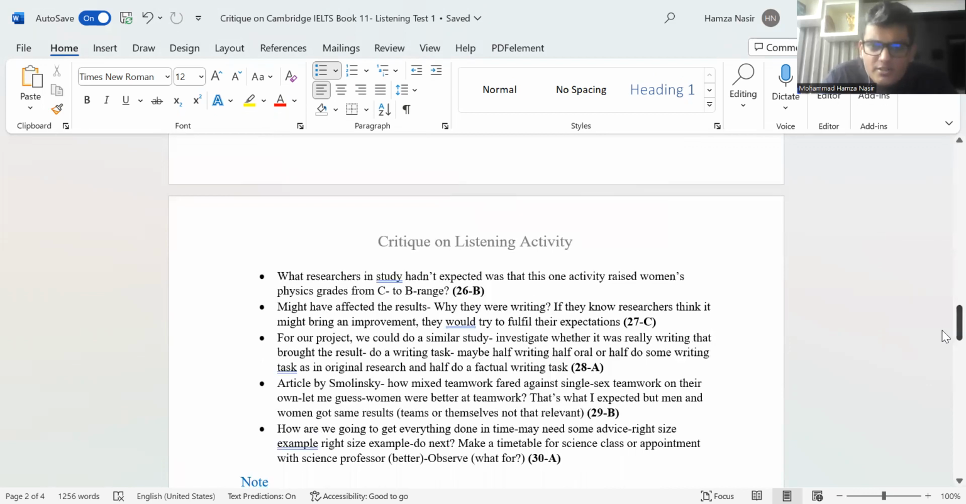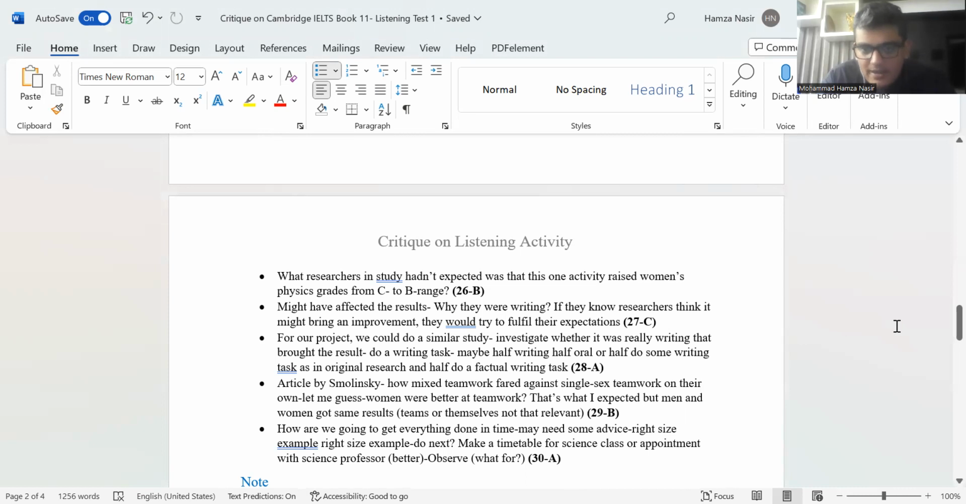Next up, what researchers in the study hadn't expected. Before that, let's look at question 26 again. What surprised the researchers about the study? What researchers in the study hadn't expected, which was quite surprising for them, was that this one activity raised women's physics grades from C negative to the B range. So the answer for 26 is going to be B, the positive impact it had on the physics results for women.